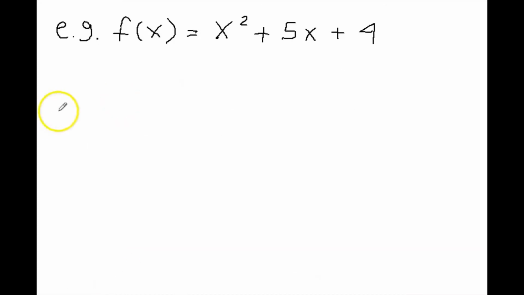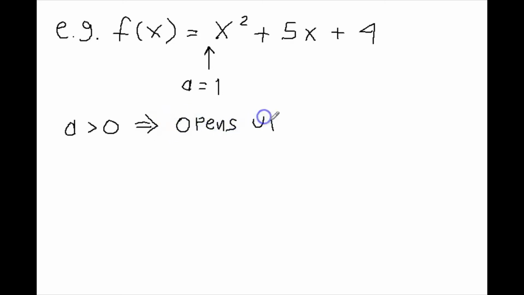Does this parabola open up or down? The lead coefficient is 1, isn't it? a is equal to 1. Since a is positive, that means that the parabola opens up. They might also ask what the x-intercepts are.